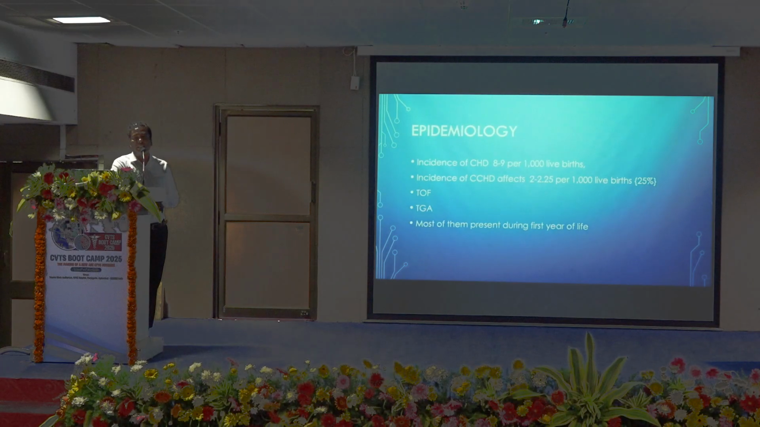Now, what is the incidence? The incidence of congenital heart disease as such is 8 to 10 per 1,000 live births. Out of that, 25% constitutes congenital cyanotic heart disease. Out of all congenital cyanotic heart disease, the most common are tetralogy of Fallot and transposition of great arteries. Tetralogy of Fallot constitutes almost 8 to 10% of congenital heart diseases, and TGA constitutes somewhere around 5 to 7%.